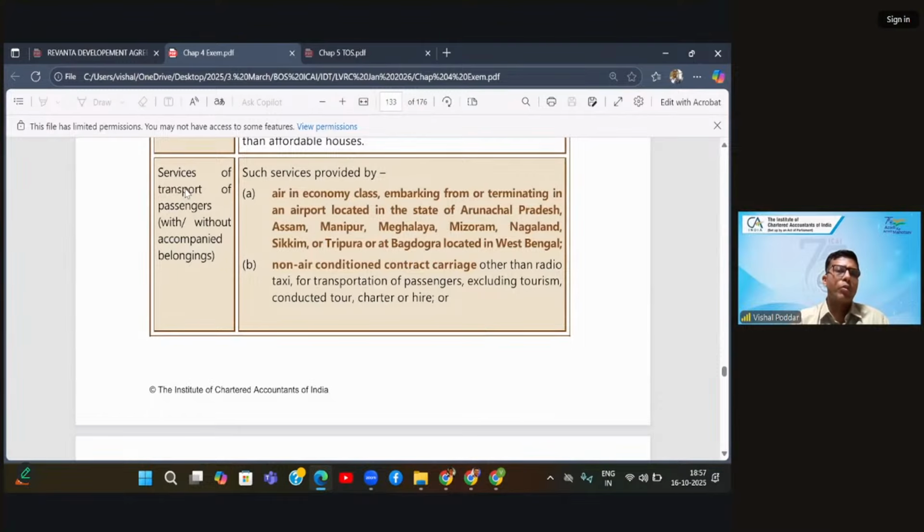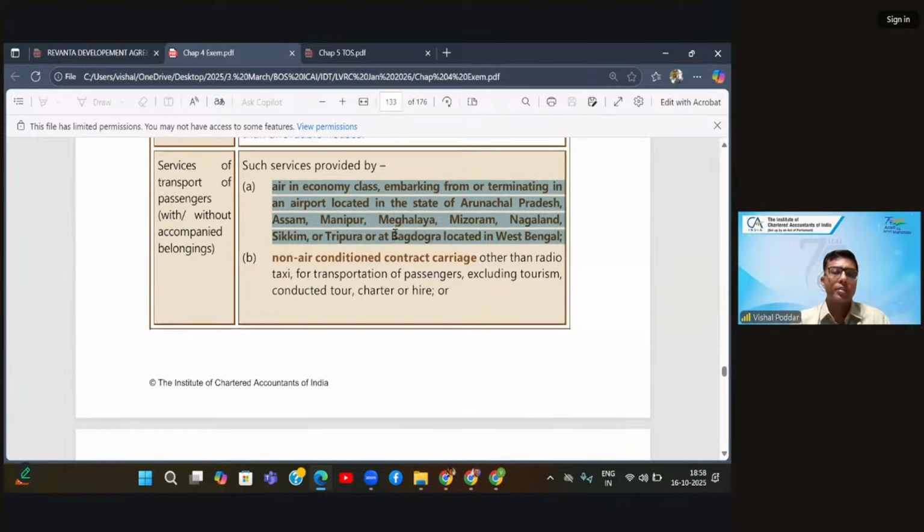Whenever we talk about passenger transport, first, passenger transport by air in economy class is taxable. I repeat my words. Air travel is taxable. Business class is always taxable. Economy is always taxable. However, to promote tourism in certain specified states, they have said that if you are traveling to one of these states, like Arunachal Pradesh, Assam, Manipur, etc., then the air charges of the economy class only will be exempt. Over there, business class is still taxable.